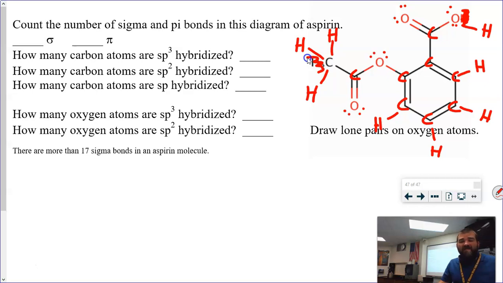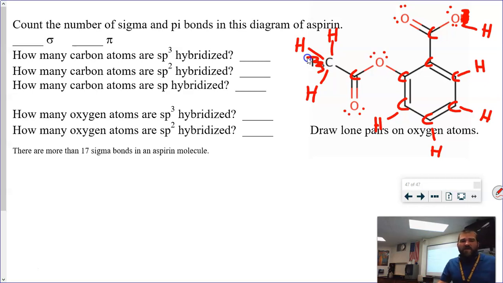We don't have any triple bonds, so we don't have to worry about triple bonds, but if we did have a triple bond, again, first bond is sigma, second bond is pi, third bond is pi, if we had that. We don't, okay? How many carbons are sp3 hybridized?